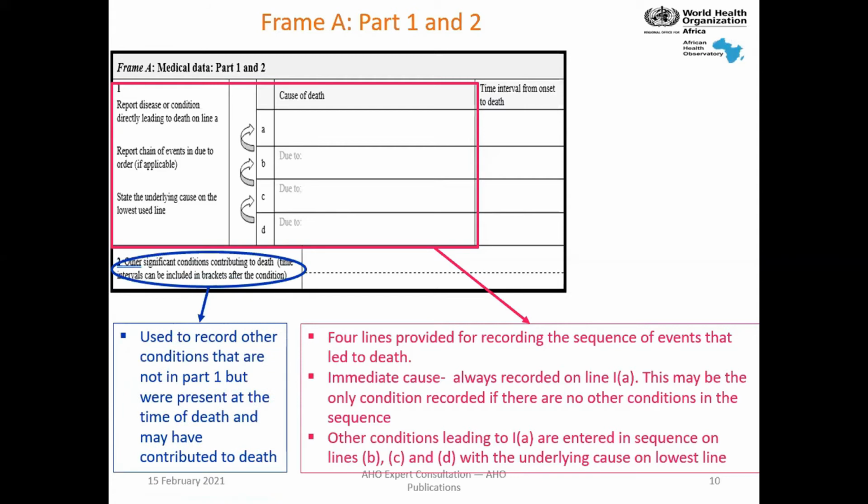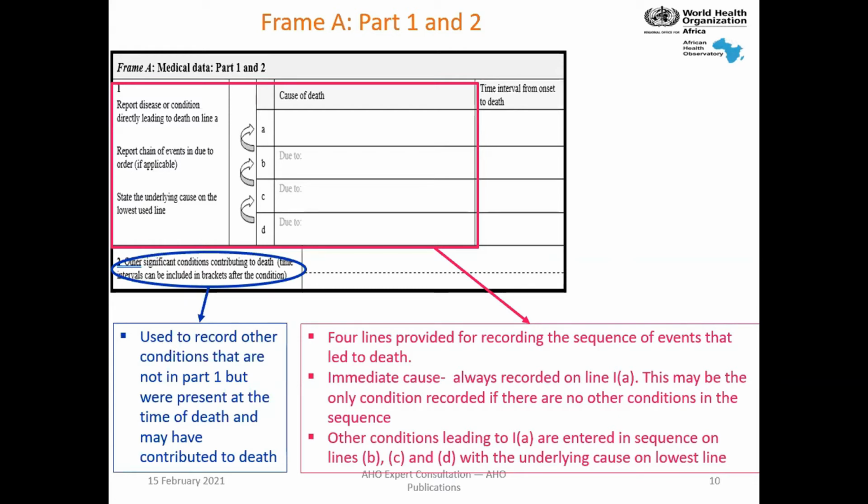So then we have other significant conditions contributing to death. So for instance, a mother dies and the immediate cause is severe hemorrhage. In line A, I put severe hemorrhage. In line B, I put abruptio placenta. So I know the immediate cause of death is severe hemorrhage, and the underlying cause of death is abruptio placenta.